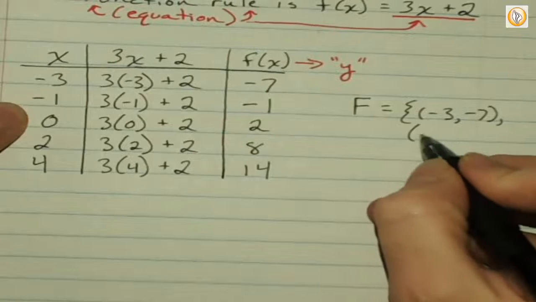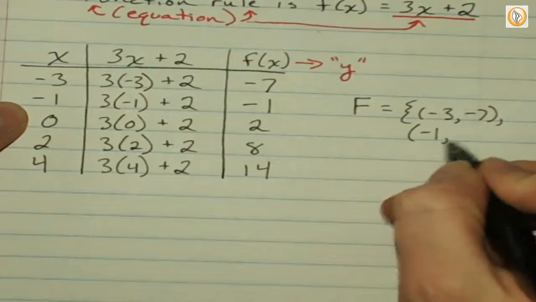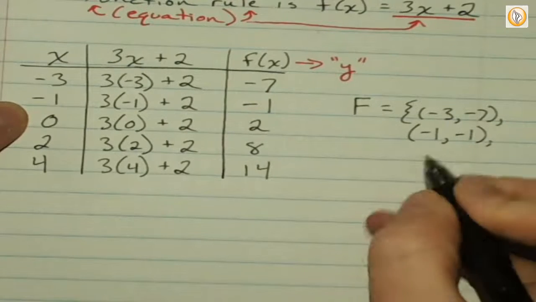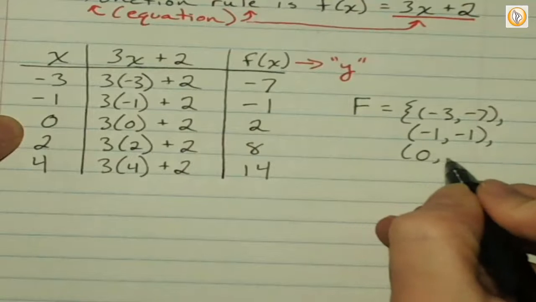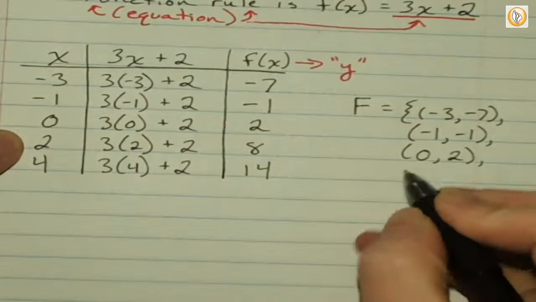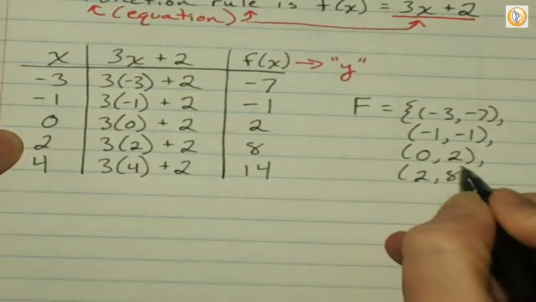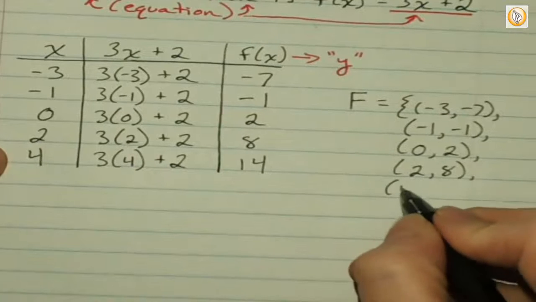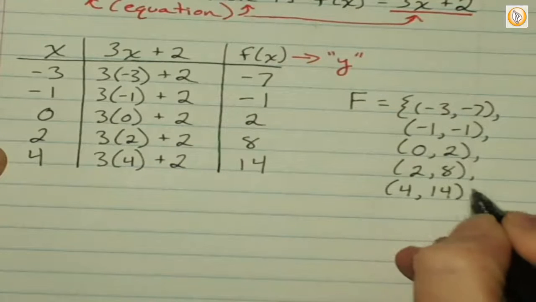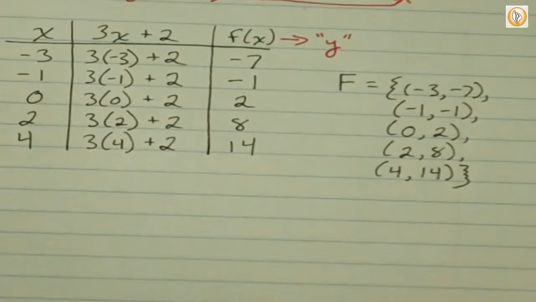I'm just going to write it like this. You can write it going across the page. I don't care. Comma. Yes? So whenever you're doing the function thing, you have to put parentheses because it's an ordered pair. But if it's just the domain, then you don't have to put parentheses.